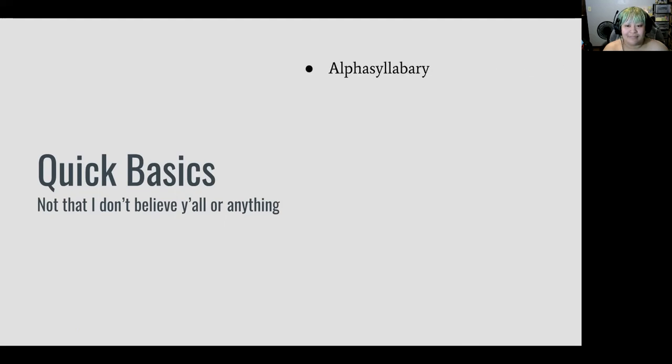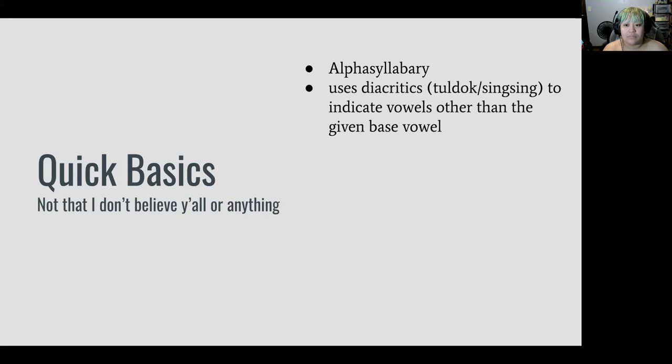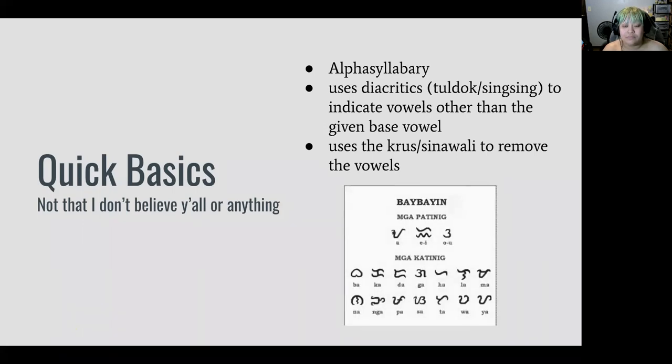Y'all got this. Okay. Baybayin is an alpha syllabary, meaning that it uses syllables and will mark the variations in the different vowels. It uses the diacritics, the tuldok and sing-sing, to indicate the vowels other than the given base vowel, the given base vowel being a. So when you read a Baybayin letter without any diacritics, it'll just be ba or ga, nga, etc. This is touched up in Intro to Baybayin. Use of the krus-kudlit removes the vowel. We know this. This is the basic vowel, basic characters in the Baybayin.